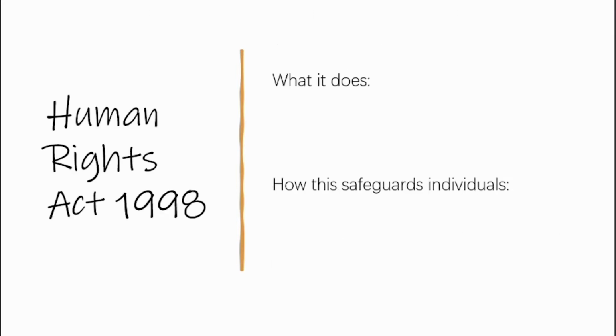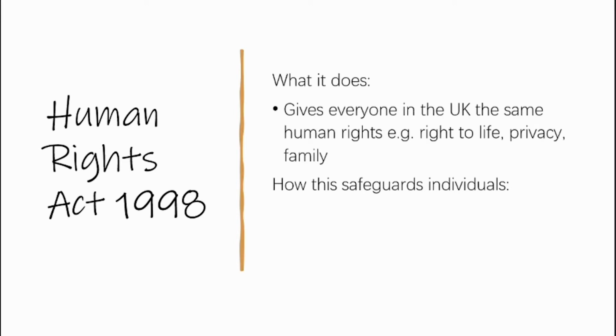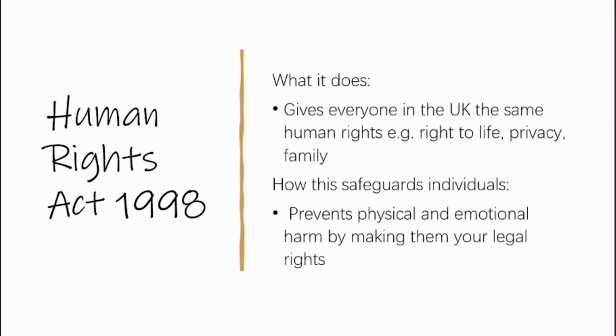The Human Rights Act gives everyone in the UK the same basic rights, such as the right to live, the right to freedom from degrading treatment, and the right to privacy. This helps protect people from illegal treatment that could be harmful to their emotional and physical well-being by giving all individuals the same basic legal rights and protection.